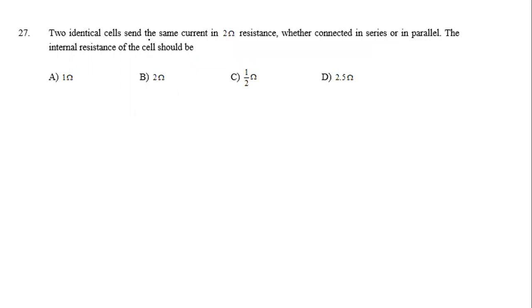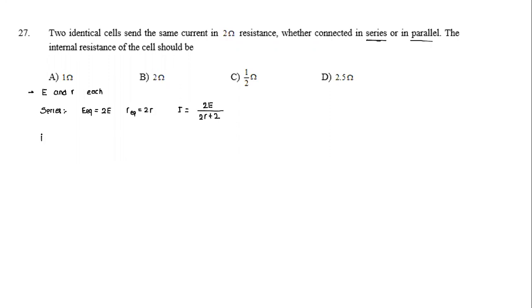This is two identical cells connected in series and in parallel. This is a simple application of parallel and series combination of batteries. In the series combination, first let's assume the EMF of each battery is E and the internal resistance of each is R. When we connect them in series, it behaves like an equivalent battery. The equivalent EMF in series will be 2E, and the equivalent resistance will be 2R. Hence, the current when we connect to a 2 ohm resistance will be EMF divided by total resistance, 2E divided by 2R plus 2 ohms.